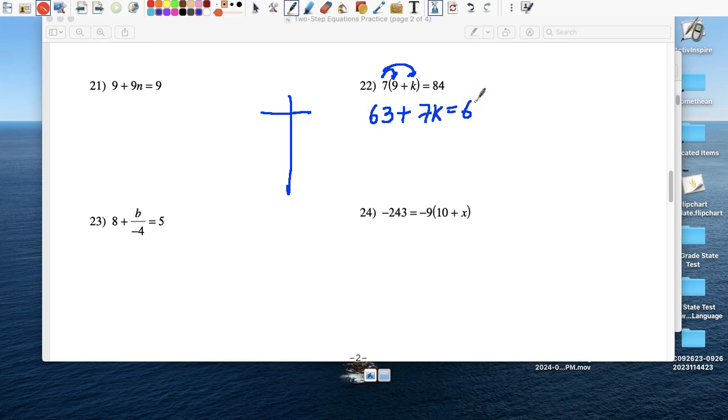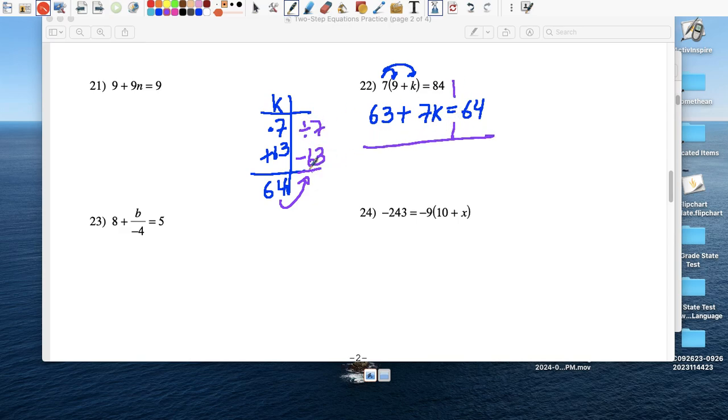Now this is in the format that's familiar to us. So the letter that we're going to start with is k. What's happening to it? It's multiplying by 7 and then adding 63. And then somehow the answer ended up being 64. So the two inverse operations we're doing are: 1, subtract by 63, and then divide by 7. So let's do that.